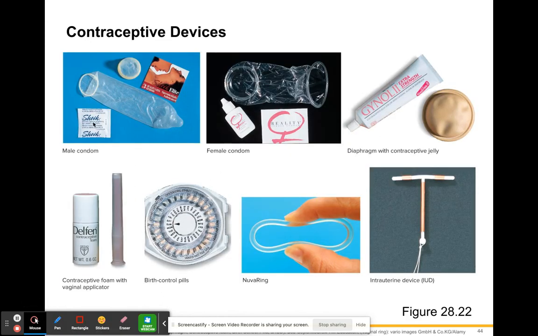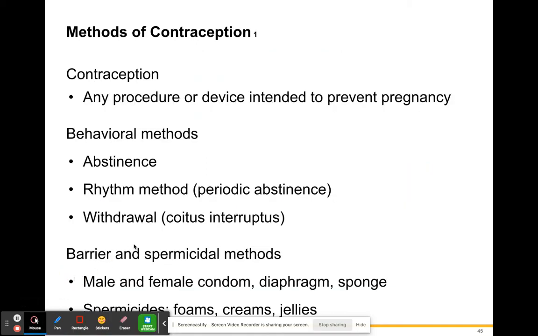Some contraceptive devices that we know about are here: condoms for both males and females, diaphragms, contraceptive foams, birth control pills, NuvaRings, intrauterine devices. These are all meant to stop fertilization from happening, either chemically or with physical barriers. Contraception is any procedure or device intended to prevent a pregnancy.